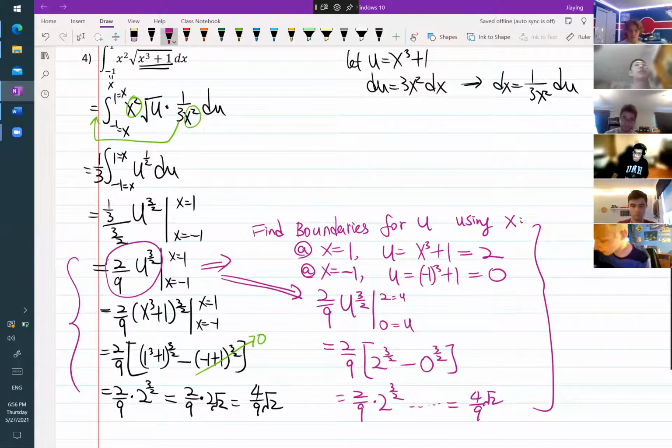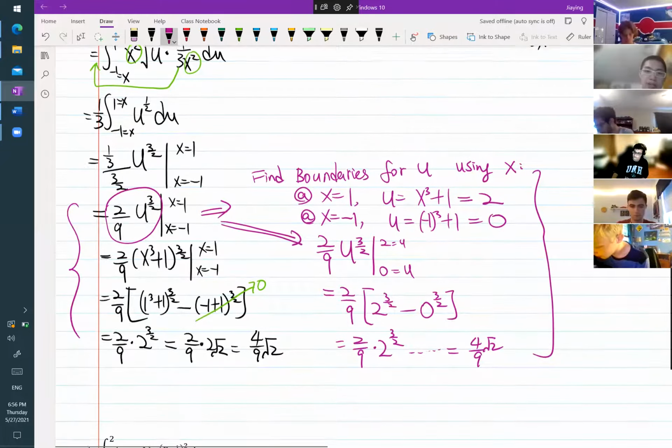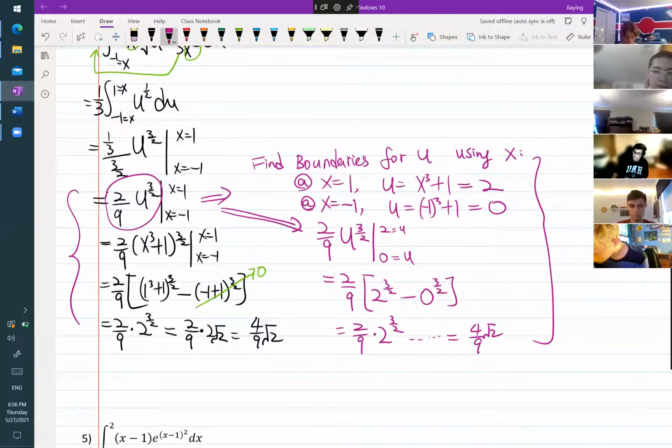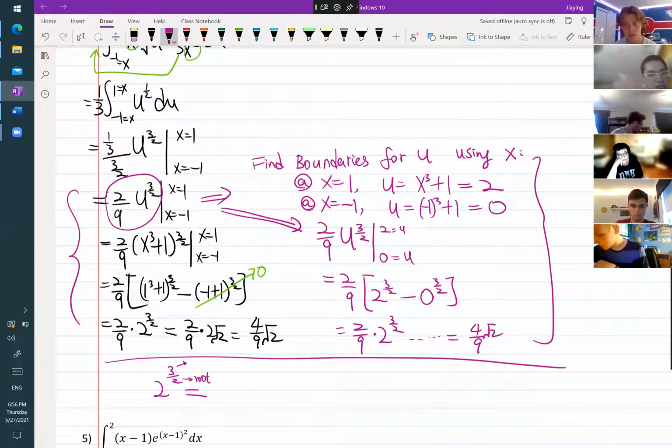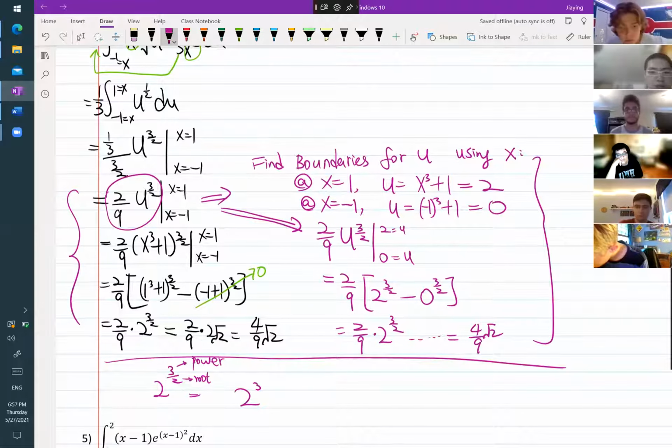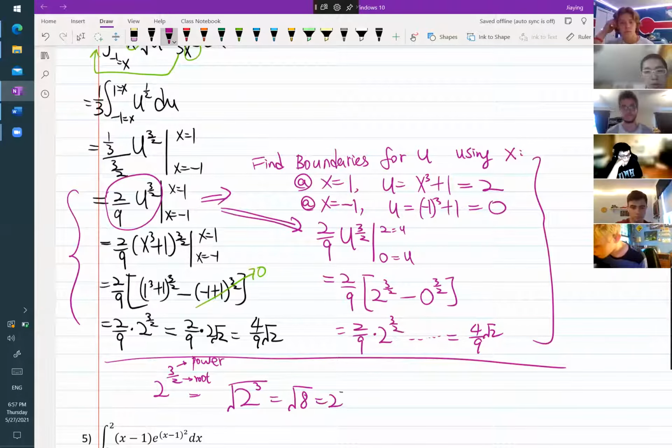Two to the 3/2. Okay, that's a good question. So next, I'm going to quickly explain how to rewrite 2 to the 3/2. The number in the denominator of the exponent means roots, and the number in the numerator means power. So 2 to the 3/2 becomes 2 cubed, and the 2 in the denominator becomes a square root. So that's the square root of 8, which is 2 square root of 2.